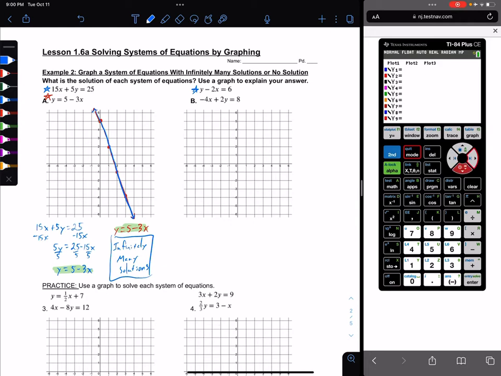Sometimes it doesn't allow me to use y1, unfortunately. All right, so we'll just use y2 and y3. So we're going to go green and red here. So my first equation, y minus 2x equals 6.